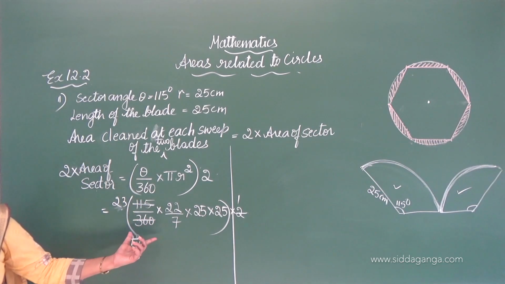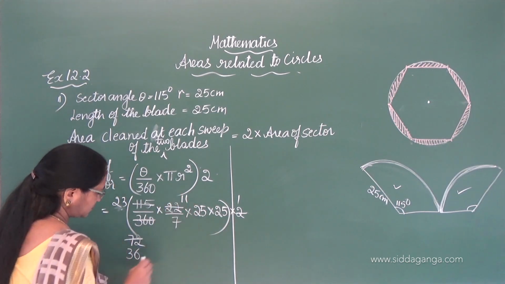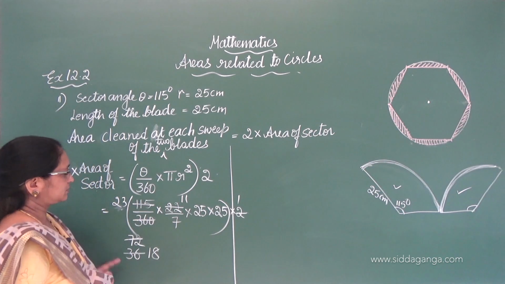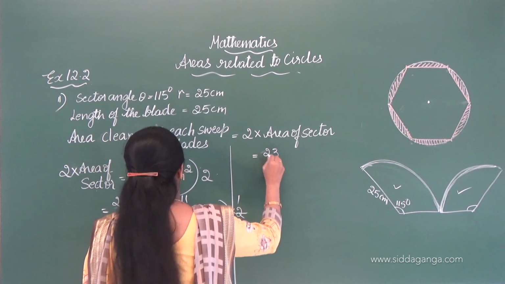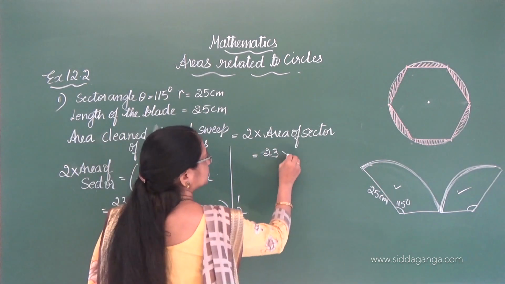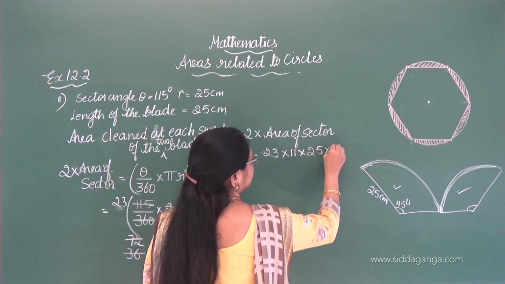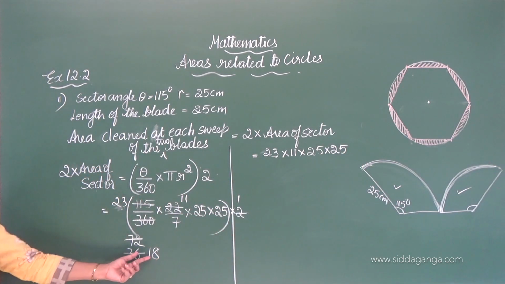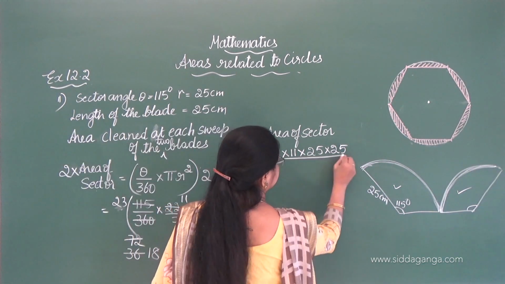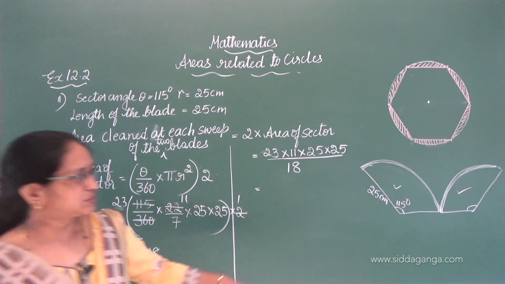Okay. Now we have 23 into here I think we can do it, 2 1s are 2, 18s are. Now we have, continue, 23 into 11 into 25 into 25. Okay, this 25 into 25 divided by 18. So I'll do the calculation here in this part. So I hope you understood the diagram.